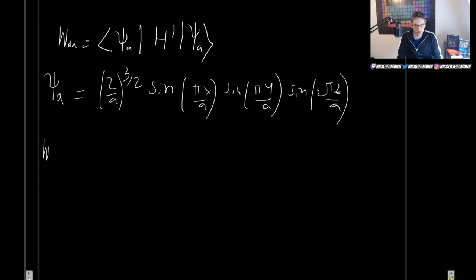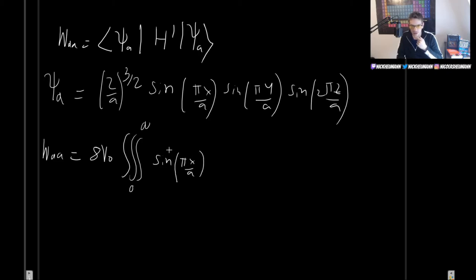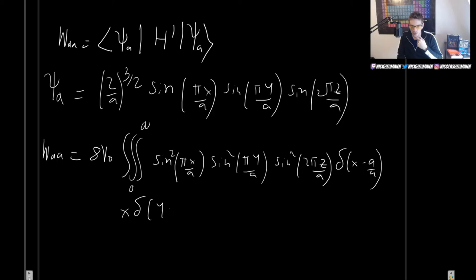And what is this integral going to be? Well, for waa, all of the constants are the same as before, so we're going to end up with a v0 in front. And then we have this triple integral from 0 to a of, and now comes the tricky part. We have to make sure that we pair all these signs correctly. So we are just doing the integral of psi a conjugate times psi a, so it's just this squared. So in this particular case, there isn't too much new. It's going to be sine squared of pi x over a times sine squared of pi y over a times sine squared of 2 pi z over a. And of course, times all of our delta functions. So delta of x minus a over 4, delta of y minus a over 2, delta of z minus, and this was 3a over 4. And of course, dx, dy, dz.